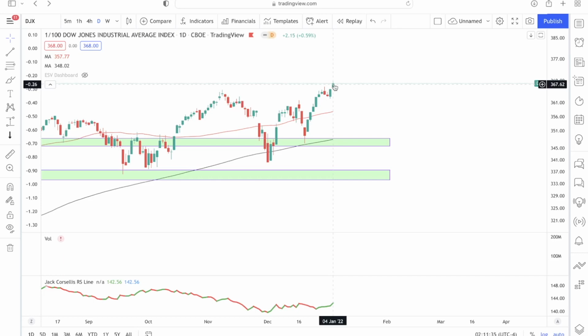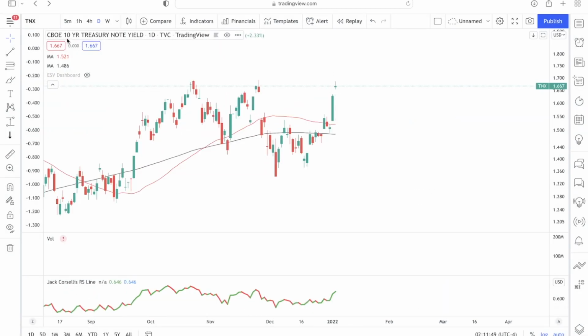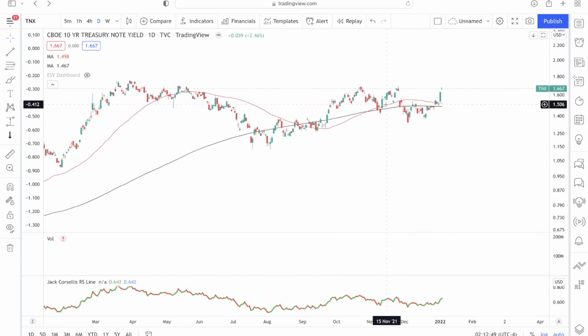So if we take a look at the 10-year treasury yields, TNX, you'll see that this is the 10-year treasury note yield. And for the 10-year treasuries, we see that the yield has been on the rise recently. In fact, in the last trading session, the yield managed to gap up from this point over here to this point over here. And if we zoom out, we see at this point, at around 1.66%, the 10-year treasury yield is close to its 1-year high.